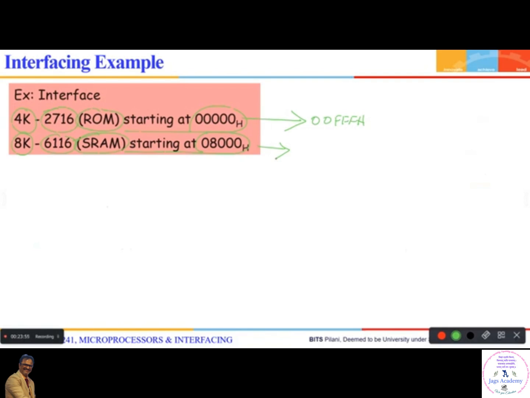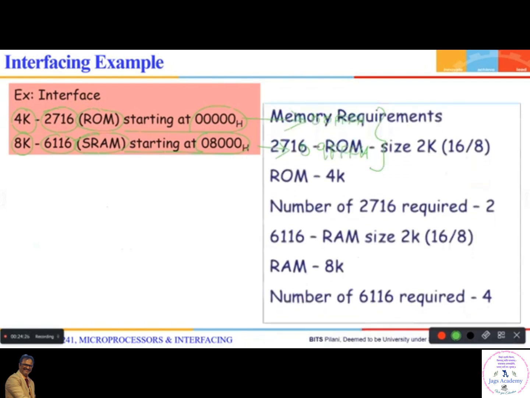Starting address of ROM is 0000H. Ending address is 0FFFH. Now, for 8K, starting address is 0800H. What is the ending address? 27FFH. This is very important. Unless you know this, you cannot go further because your entire table will depend on this. Okay, what next?